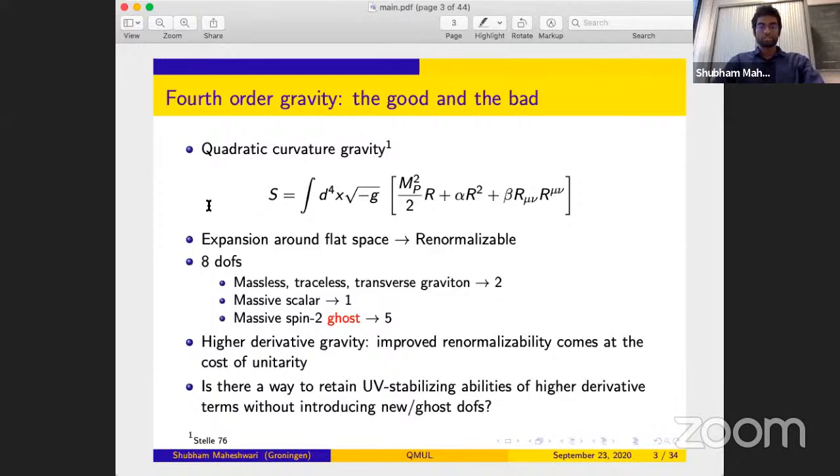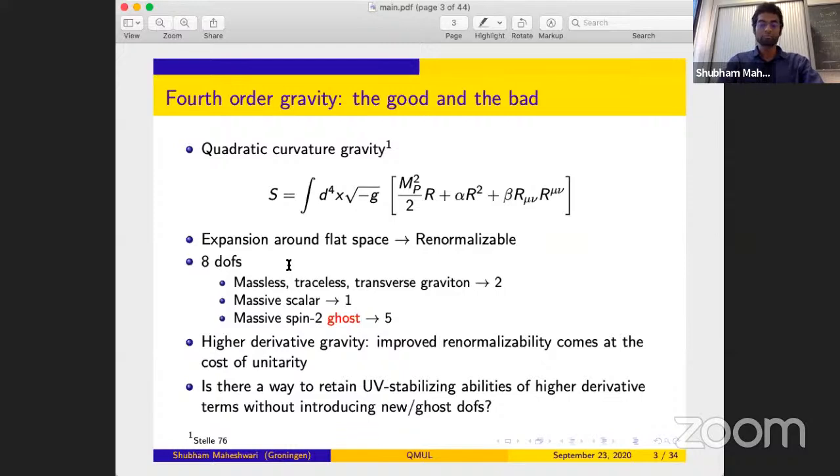He showed that if you expand this around flat space, this theory is actually renormalizable, but it has a problem. If you find out the degrees of freedom in this theory, you will have the usual 2 degrees of freedom coming from the plus and cross polarizations of the graviton. Then you have a massive scalar, which contributes 1 degree of freedom. And you have a massive spin 2 degree of freedom, which is actually a ghost. And this has 5 degrees of freedom because it is massive spin 2.